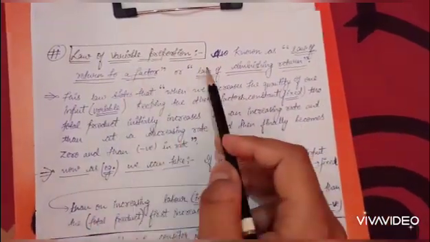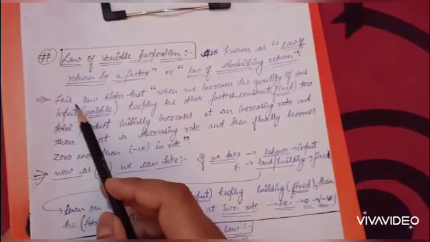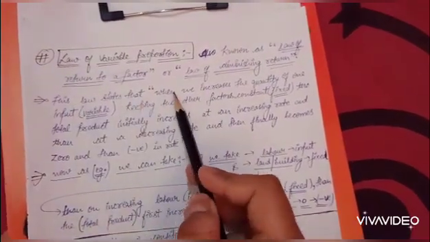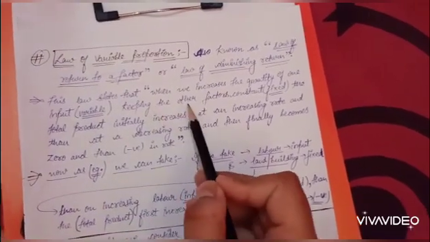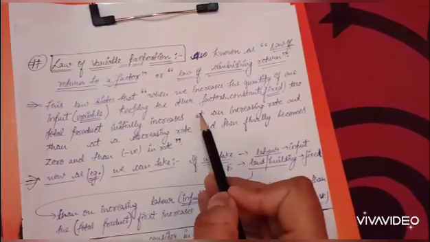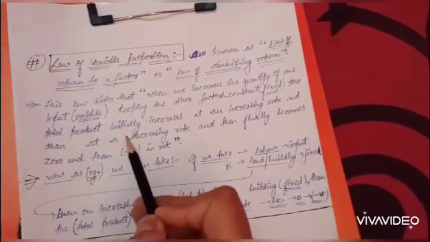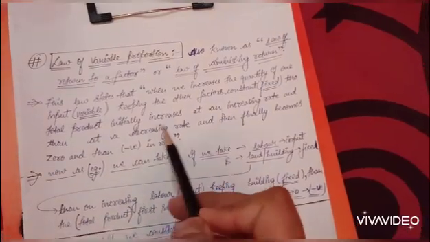Today's topic is the law of variable proportion, which is also known as the law of returns to a factor or the law of diminishing returns. What does this law state? It states that when we increase the quantity of one variable input, keeping the other factors fixed, the total product initially increases at an increasing rate, then at a decreasing rate, and finally becomes zero and then negative.